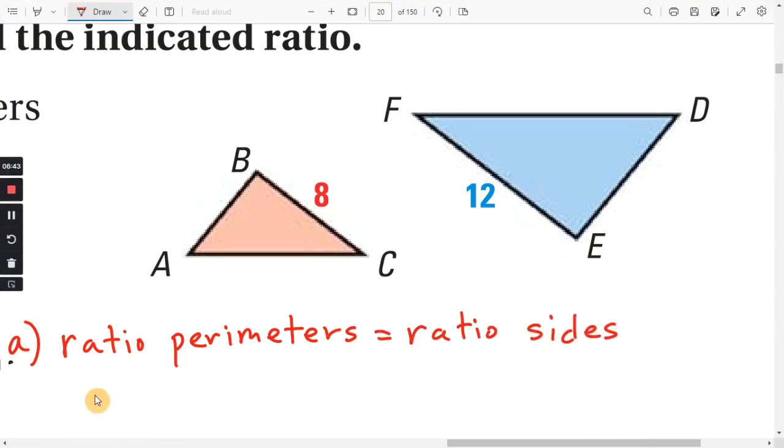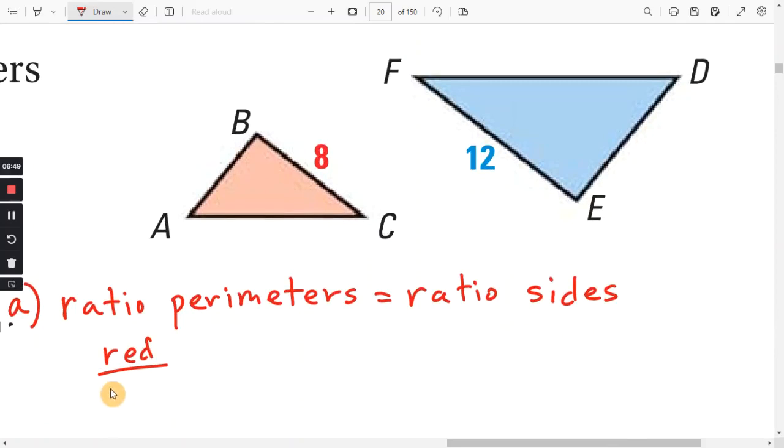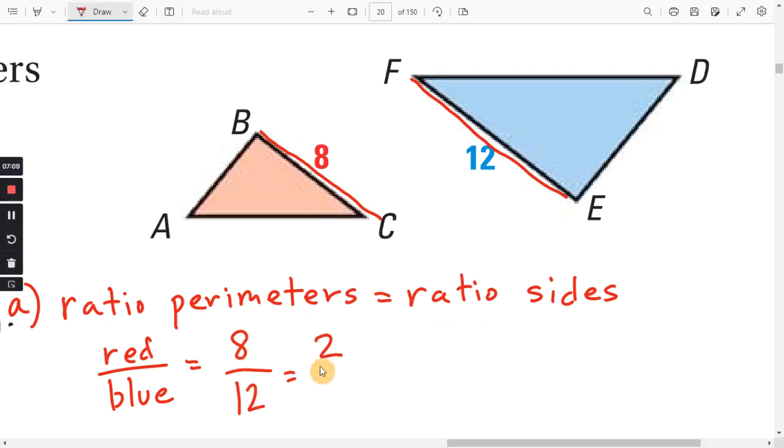Okay, so they said we're doing red to blue. So red goes in the numerator and blue goes in the denominator. And we see the side length right here on the red triangle. That's 8. And the side length on the blue triangle, that's 12. Reducing this fraction, divided by 4, that's 2. Divided by 4, that's 3.